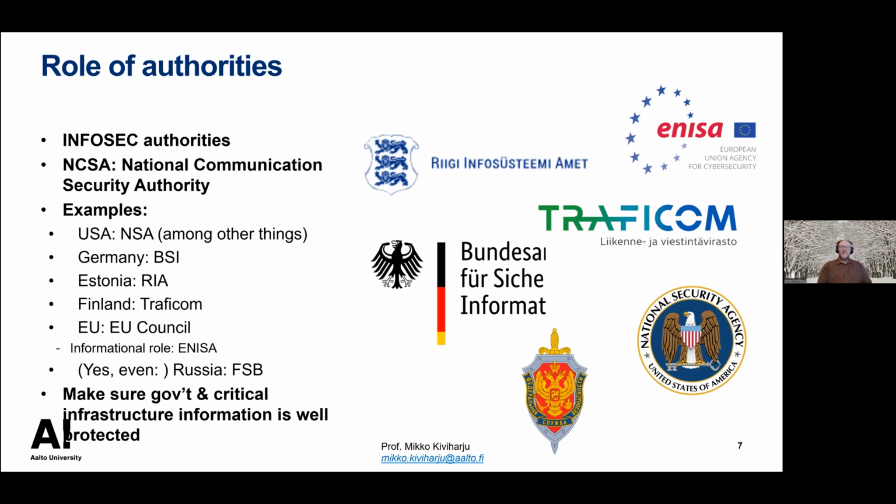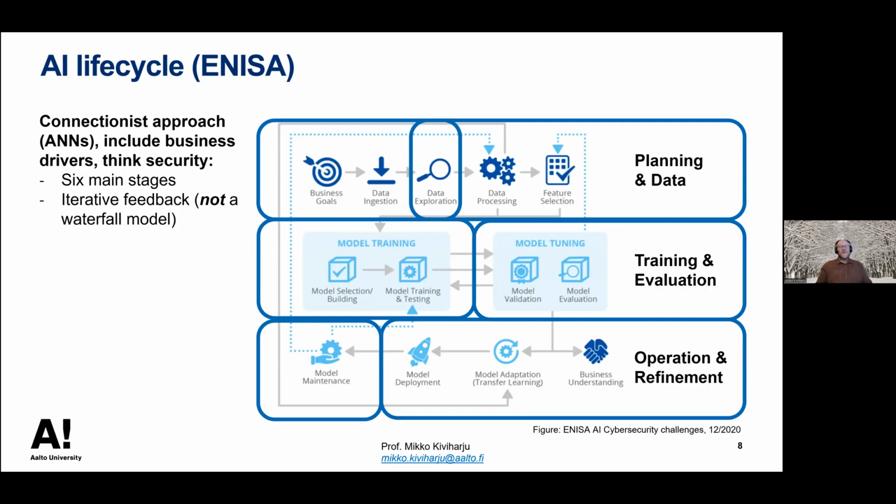In Finland, Traficom is the one who's actually doing this work. And the rest of this talk is going to be about the regulation and standardization of cybersecurity of AI. I will take a couple of viewpoints. The first viewpoint is that from ENISA. ENISA is the EU Agency for Information Security. I think it's the European Network and Information Security Agency, what the abbreviation stands for.